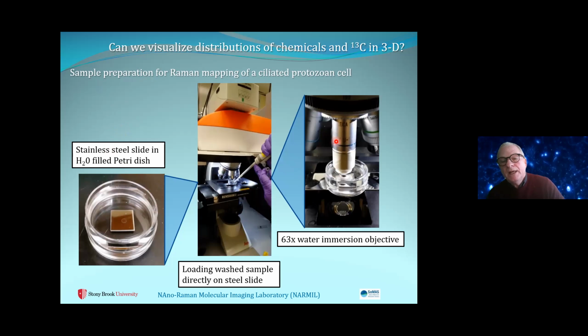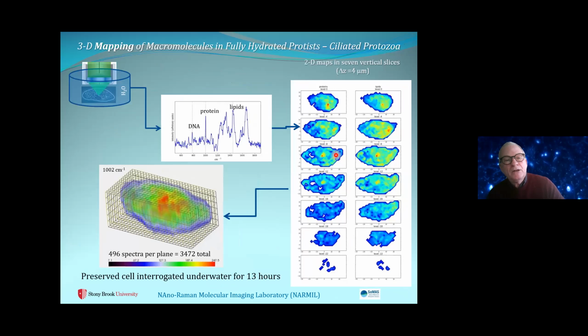objective lens. And basically we set up an experimental grid that looks like this figure right here, where we do multiple maps at 7 levels. So each level is shown here on the right. And we're showing maps of the distribution of protein and the distribution of lipids.